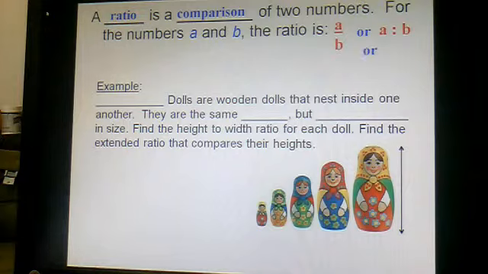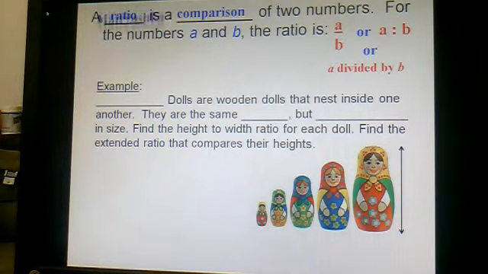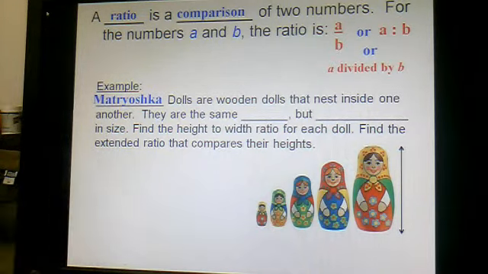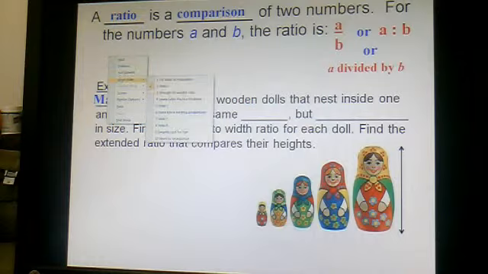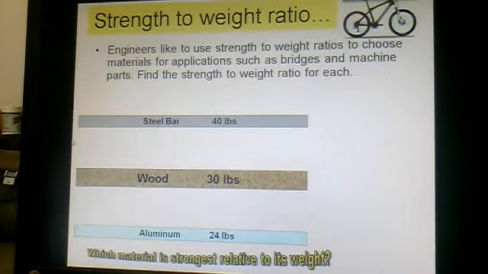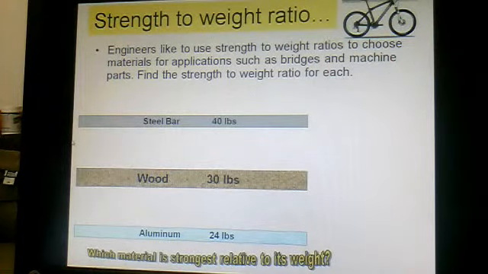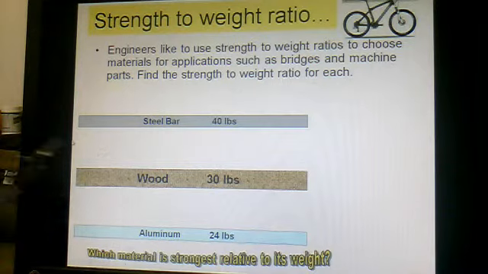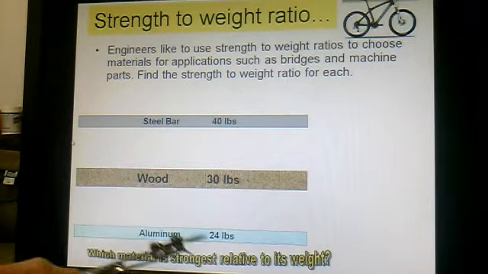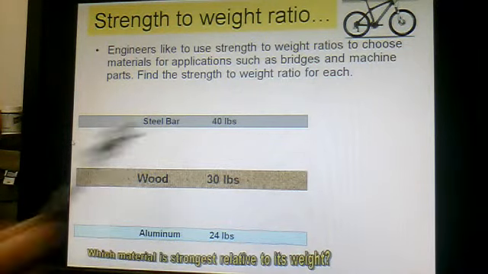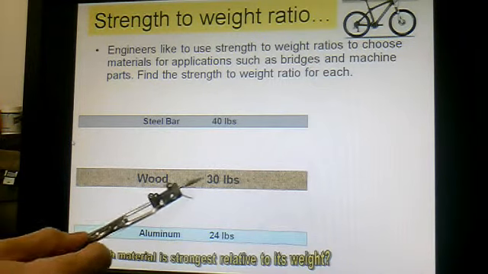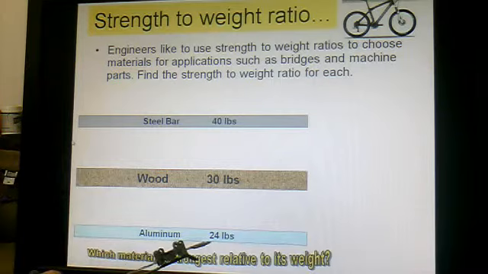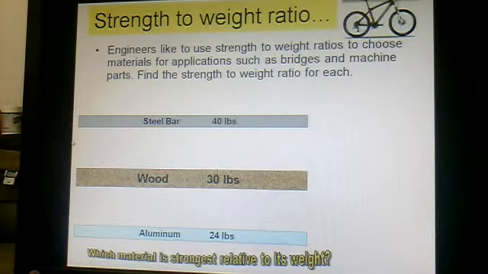So eventually we'll talk about these Matryoshka dolls. I'm going to skip this example since I'm not in class, and I'll come back to that. But we will jump to maybe the strength to weight ratios here. So I've got these three, take a minute and read that to yourself, and then label the weights of the actual bars. This is a 40-pound steel bar. This is a 30-pound wood bar, so it's a little thicker, as you can see, but weighs less because it's wood. And this weighs the least of all. Aluminum is a very light material.